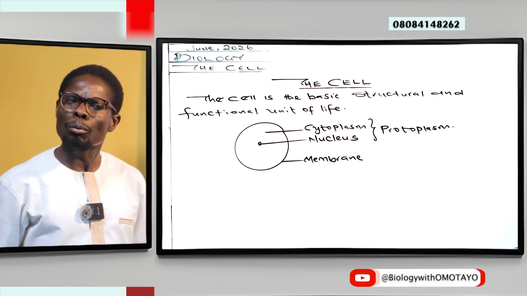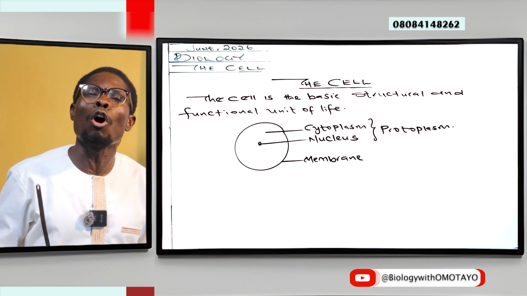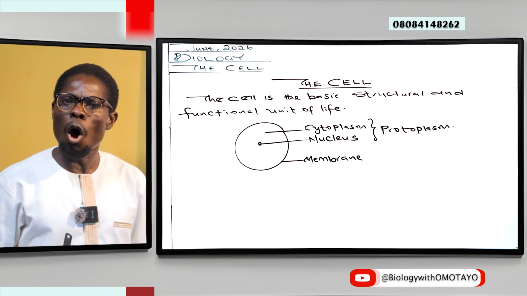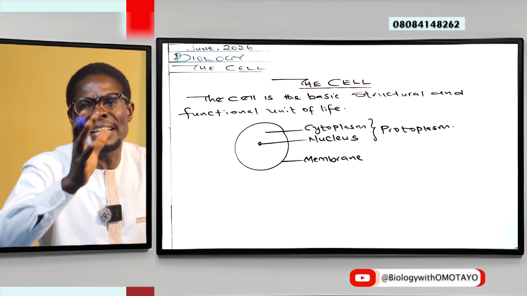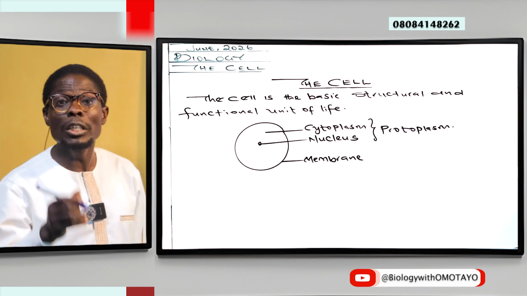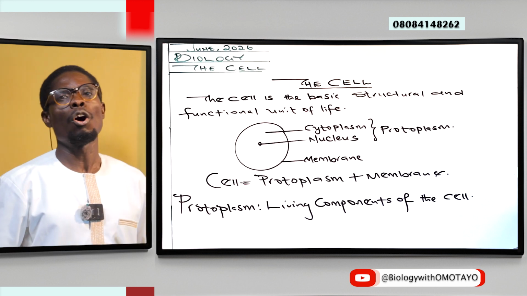Then you keep wondering, what is protoplasm? Protoplasm is the living component of the cell. So the protoplasm, or living component of the cell, encased in a membrane, gives us what you can refer to as the cell, which means I will be correct to write: the cell equals protoplasm and membrane. Then the question, what is the protoplasm? Just as I defined earlier, the protoplasm is the living component of the cell.